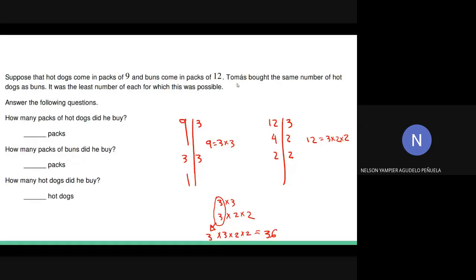So, until now, any question, kids? Yes, teacher. Tell me. We cannot put with the 12 another 2, o sea, en vez del 3 el 2.